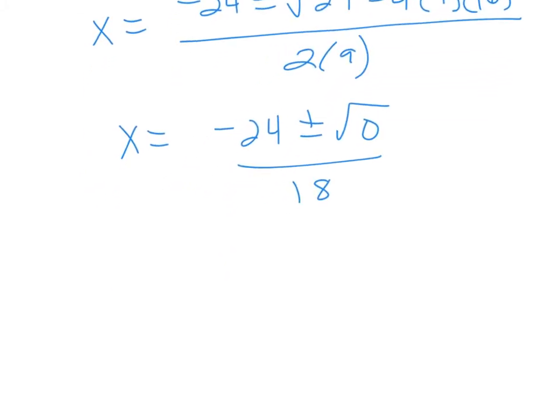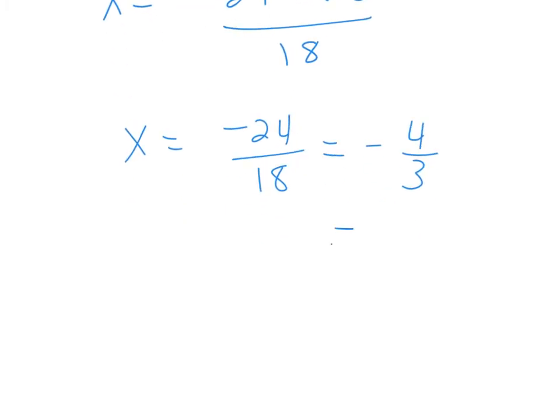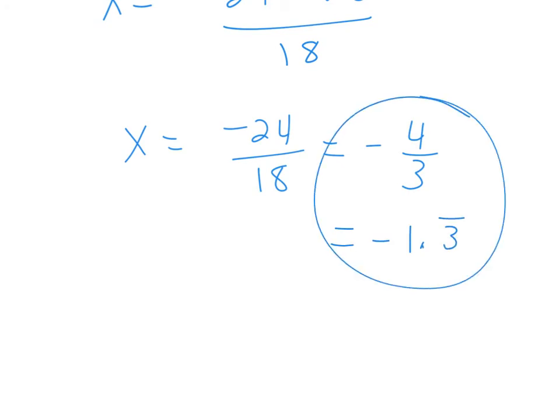Now think about that for a second. I mean, plus or minus 0, the square root of 0 is 0. So really what we have here is negative 24 over 18. Okay? So now you either need to reduce your fraction and make it negative 4/3, or you can give me the decimal answer of negative 1.3 repeating. Rounded it off. Okay, so either one of these I would take as your final answer.